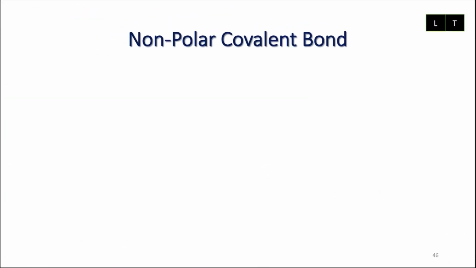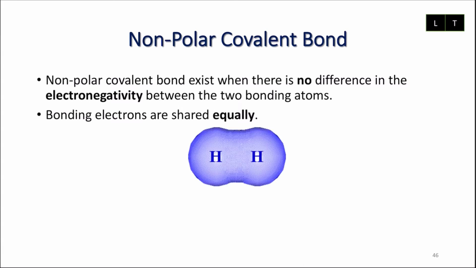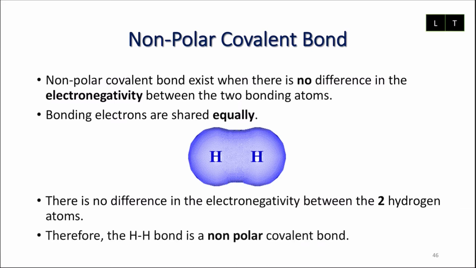Kalau saya gunakan non-polar covalent bond, non-polar covalent bond only exists when there is no difference in electronegativity between two bonding atoms. For example, kita boleh faham bonding electrons tu are shared equally. Contoh macam hydrogen molecule. Kita nampak two hydrogen atoms made up one molecule. So there is no difference in electronegativity between these two hydrogen atoms. That's why we can conclude that HH bond is a non-polar covalent bond. Dia masih lagi covalent bond tapi dia non-polar.